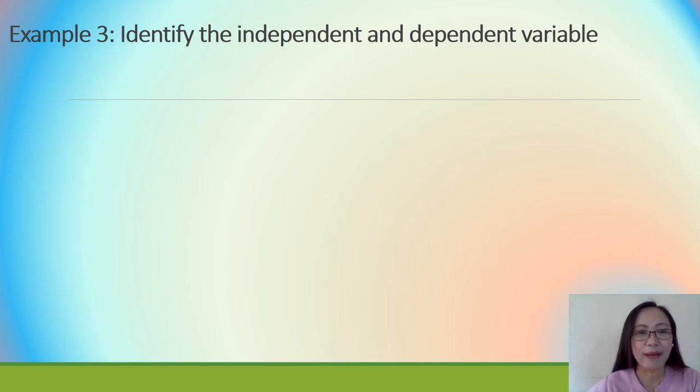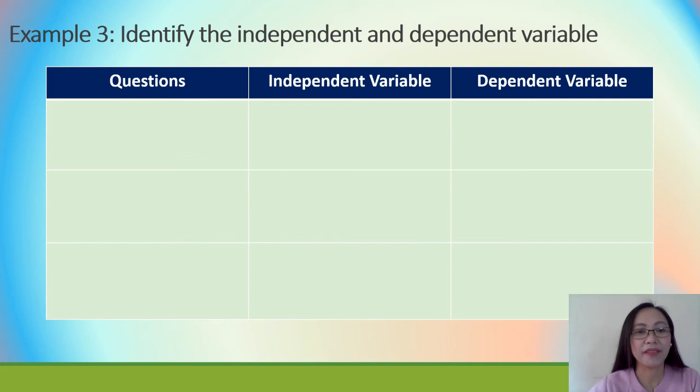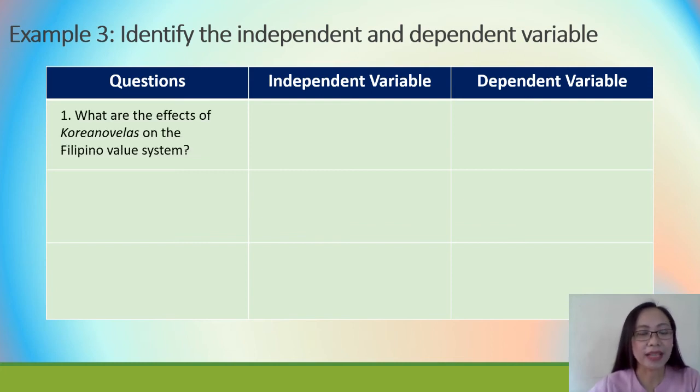And here are more examples. Identify the independent and dependent variable given a question. The first one: what are the effects of Korean novellas on the Filipino value system? Okay, what do you think is the independent variable? That which is the cause. The Korean novella is the independent variable, and that which is affected is the dependent variable, in this case, the Filipino value system.